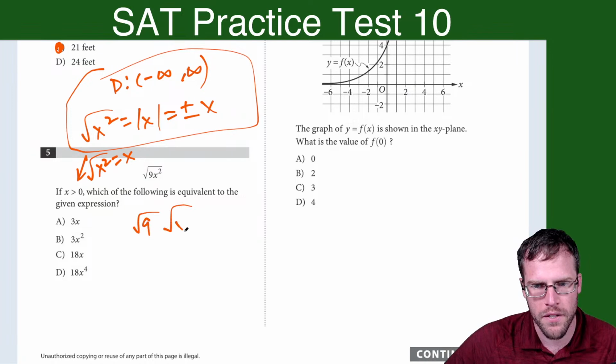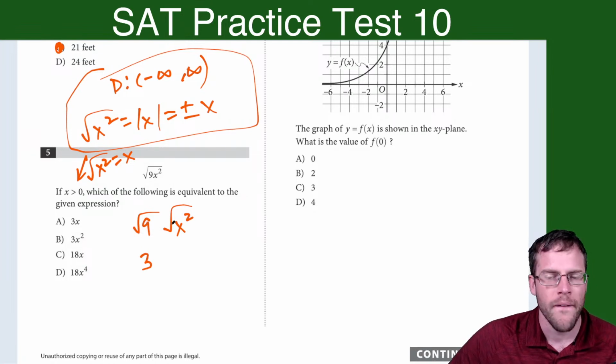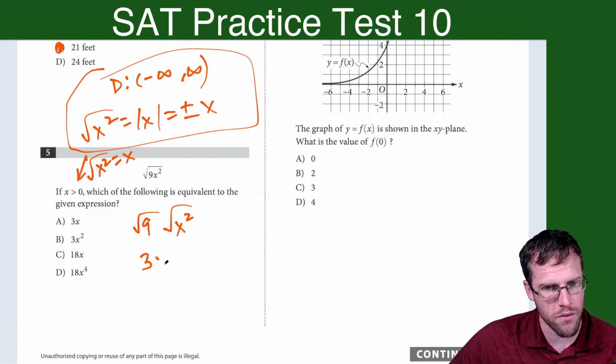So this you could break up as square root 9 times square root x squared. If you could just do that in your head, then great. The square root of 9 is 3 because 3 times 3 is 9. And then the square root of x squared, when x is greater than 0, is just x. So that's why this is choice A.